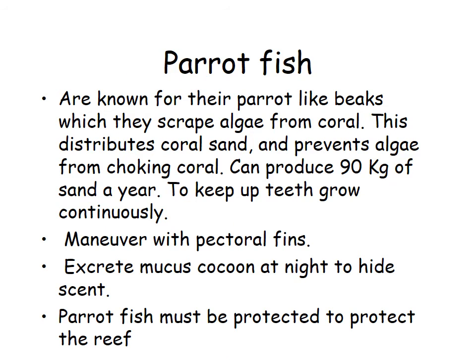These guys are known for their beaks, which they use to scrape algae from the coral, and they're eating the coral. This contributes to coral sand and prevents algae from choking the coral. They can produce 90 kilograms of sand a year, and they have to keep up with their teeth growth, because they'll break down their teeth within the coral. They can maneuver their pectoral fins, those are the side fins. They excrete a mucus cocoon at night to hide their scent so predators can't find them. And if the parrotfish go, the coral reefs go. That's how important they are for keeping the corals clean.